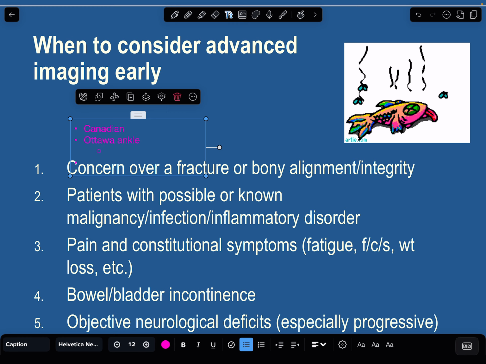Or if a patient can't bear weight, you get an image. Now, those rules are all designed to be sensitive. So what does that mean?